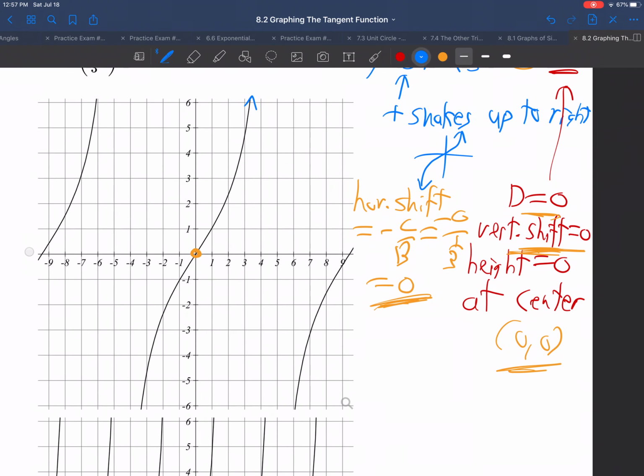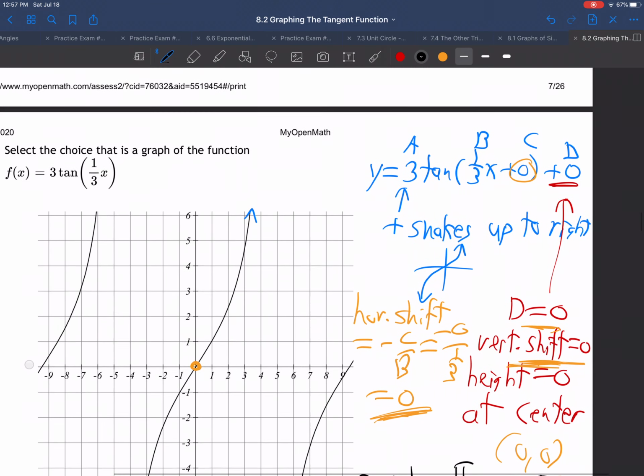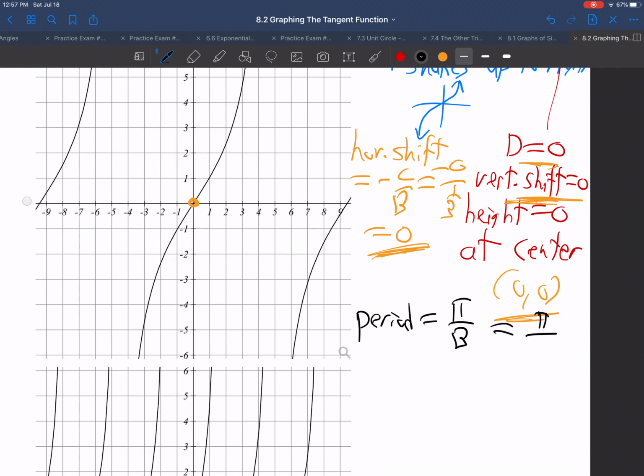Now, it's all about the period, isn't it? It's often about that period. The period for a tangent is different than sine and cosine. It's just pi over b instead of 2 pi over b. And so that's equal to pi over, what's b? 1/3. Okay, so pi over 1/3. So the period, you know how to handle a fraction. You take that and you flip it up. Dividing is upside down. Multiplying pi times 3 over 1. In other words, 3 pi.